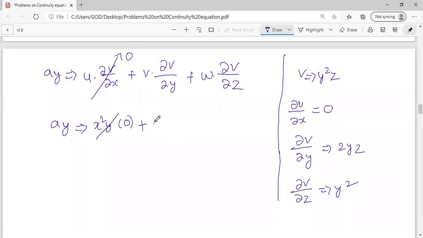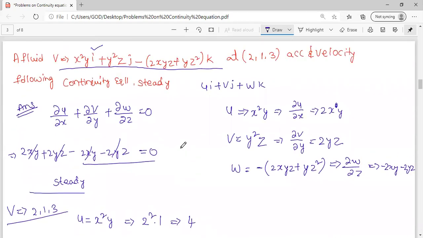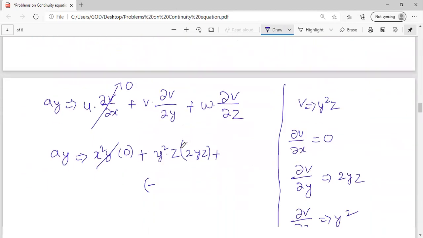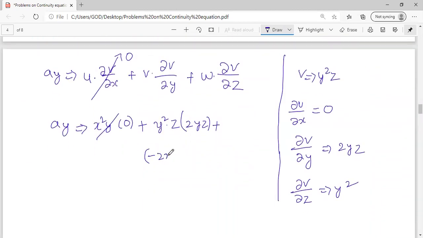Plus v, I know, y² z into ∂v/∂y is 2yz, plus I know w as minus of, you observe what is w from the equation, it is minus of (2xy plus yz²). So same thing I am writing here, minus of (2xy plus yz²). Now what is ∂v/∂z into y².